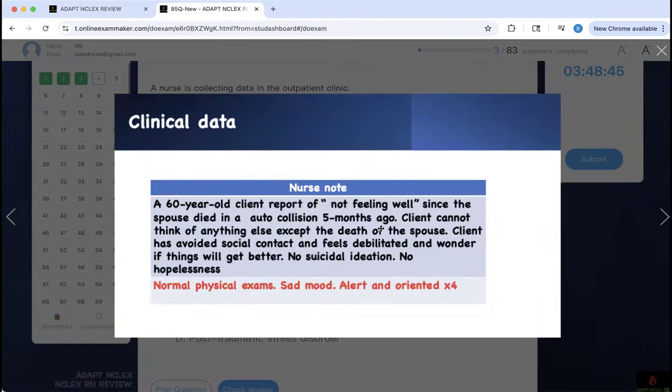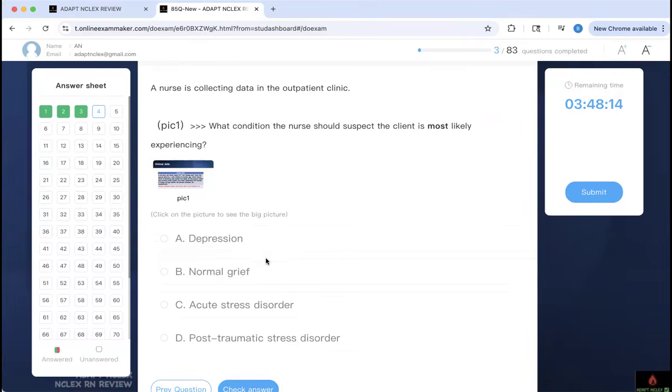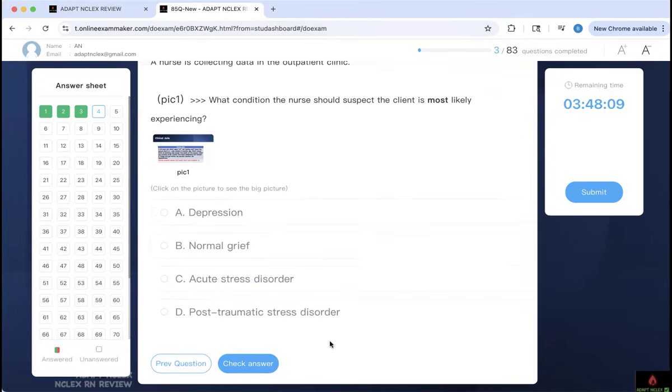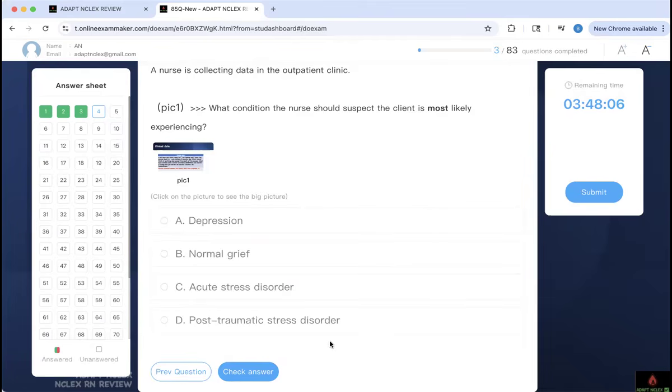I click on it. 60-year-old client, reports not feeling well since the spouse died in an auto collision 5 months ago. Client cannot think of anything else except the death of what? The spouse. Client has what? Avoided social contact and feels debilitated and wonders if things will what? Get better. No suicidal ideation, no hopelessness. Physical exam is normal, except sad mood, oriented ×4. What do you think? Depression, normal grief, acute distress disorder, post-traumatic stress disorder. Stop the video. Let me know what you think.